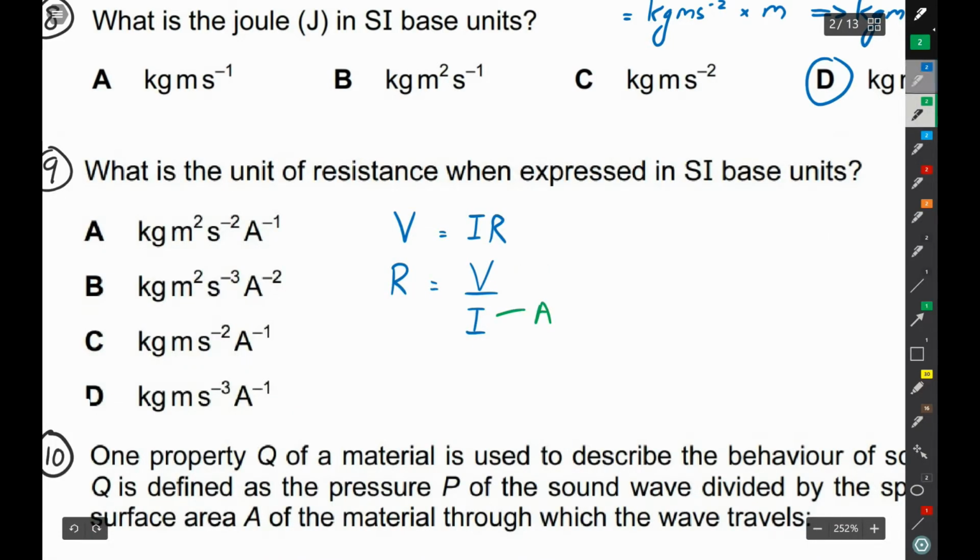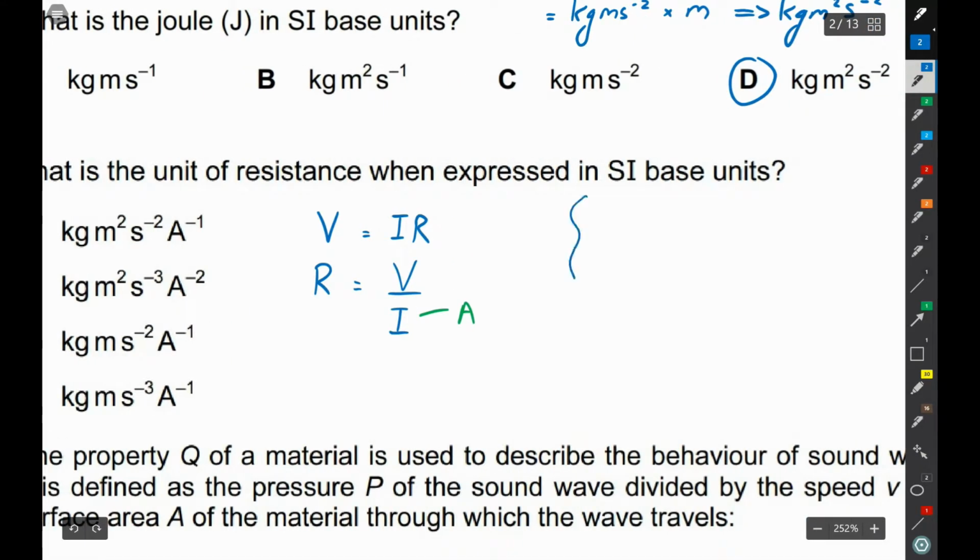V के यूनिट्स हमें अलग से डिराइव करने पड़ेंगे. So what I'm gonna do is I'm gonna use the formula for power, ठीक है. P equals to IV मैं यूज़ करने वाला हूँ. Right, so मैं यहाँ से V को सब्जेक्ट बना लेता हूँ. This will be P over I.